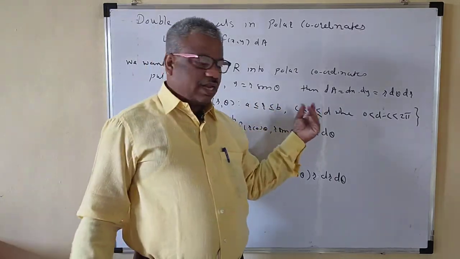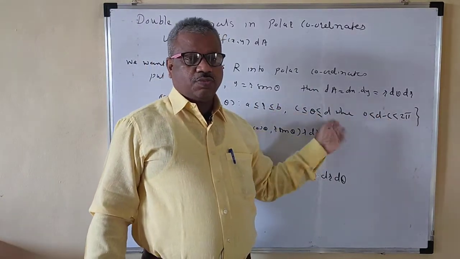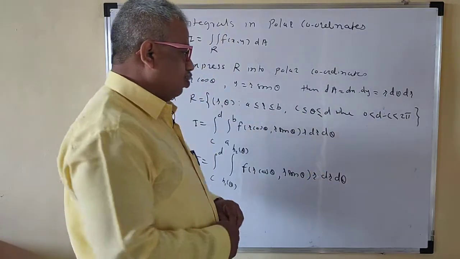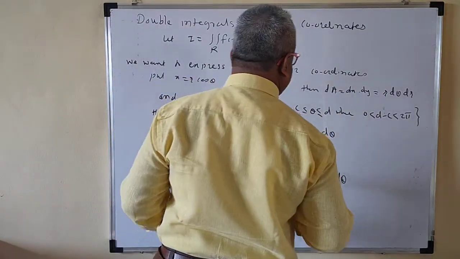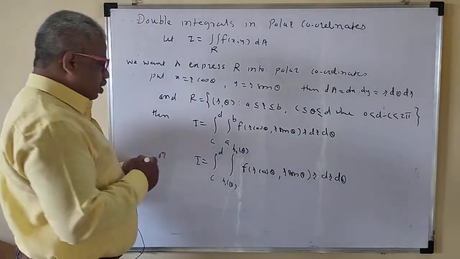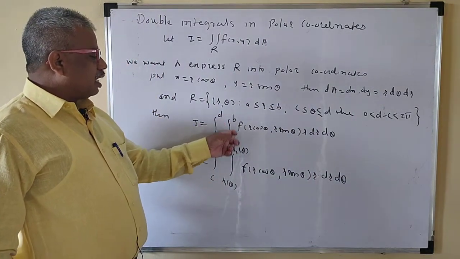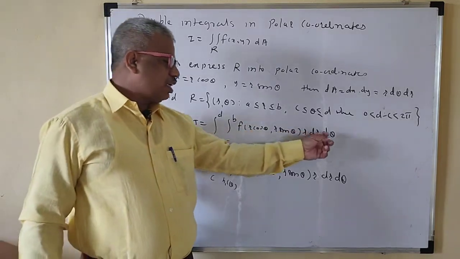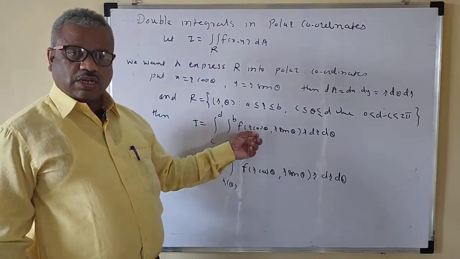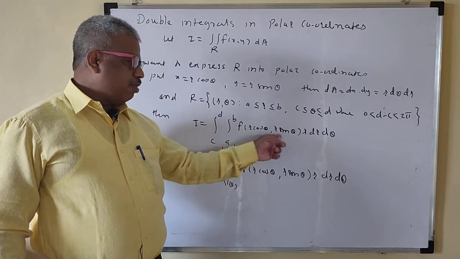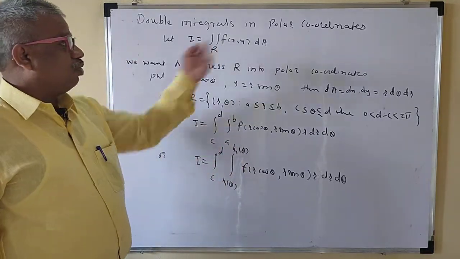Note that c and d are such that d minus c should lie between 0 to 2 pi. Now the integral is expressed as this. These are the limits of theta and these are the limits of r. So this is r dr d theta. Your x is r cos theta, and you have to put y as r sin theta in your original function.